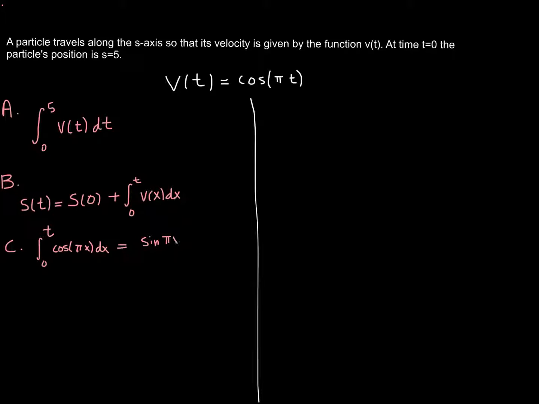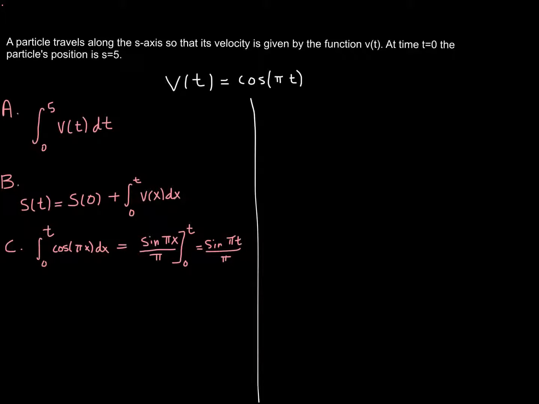of pi x. And I notice, of course, when I take the derivative of this function, I'll end up with pi out front because of the derivative of the inside. So I need to divide by pi since I don't have a pi out front in this function. And I'm going to evaluate at 0 and at t and take the difference there. And since sine of 0 is just 0, I will just simply have sine of pi t over pi.